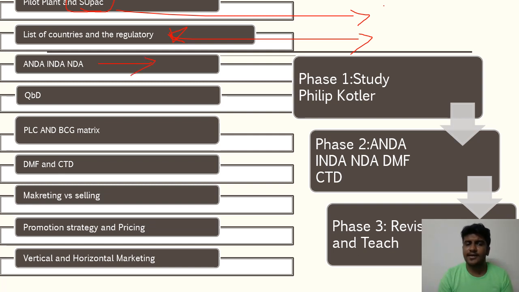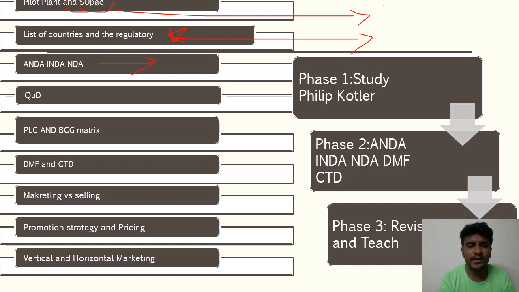Then ANDA, INDA and NDA, that is abbreviated new drug application, investigational new drug application, and new drug application. We need to know which one is to be applied after which phase of clinical trials, and which one will be applied under 505(b)(1) and 505(b)(2).